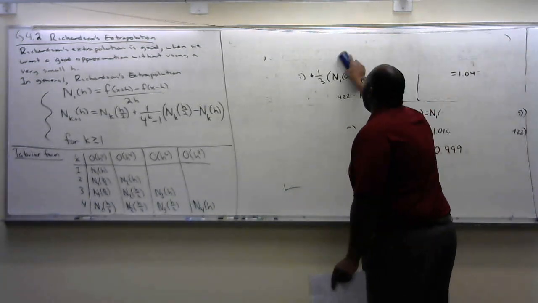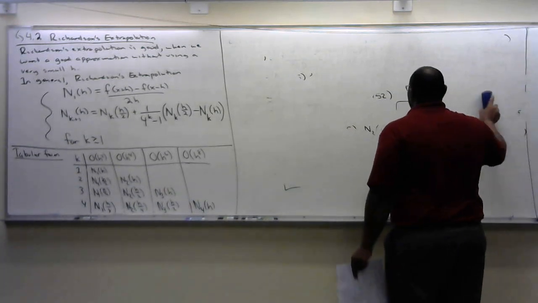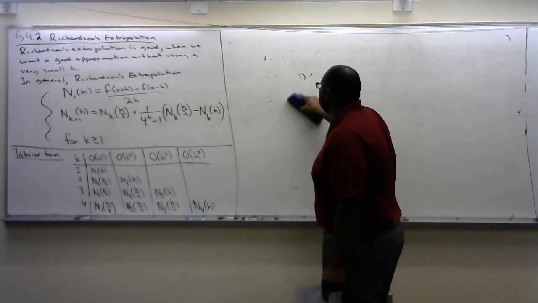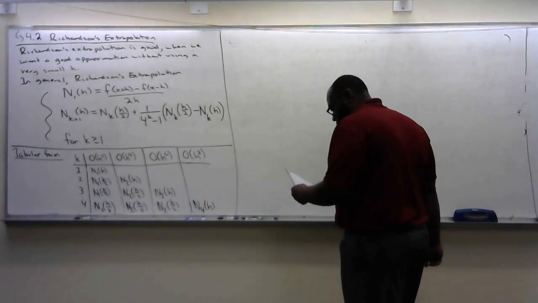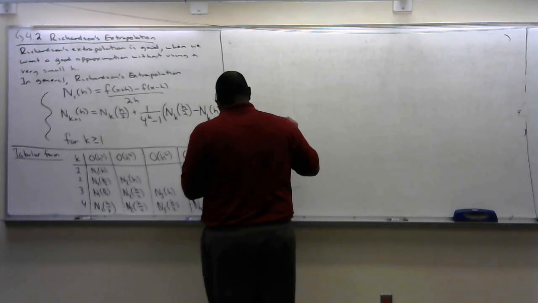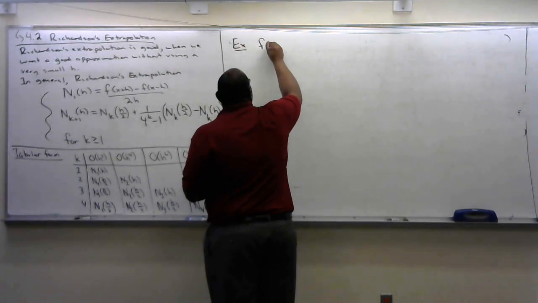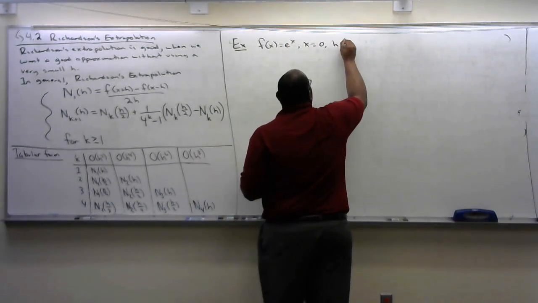What would you do in practice when you're trying to solve this? Remember what we had before. Again, I had f of x is equal to e to the x, x equals 0, h is equal to 1.